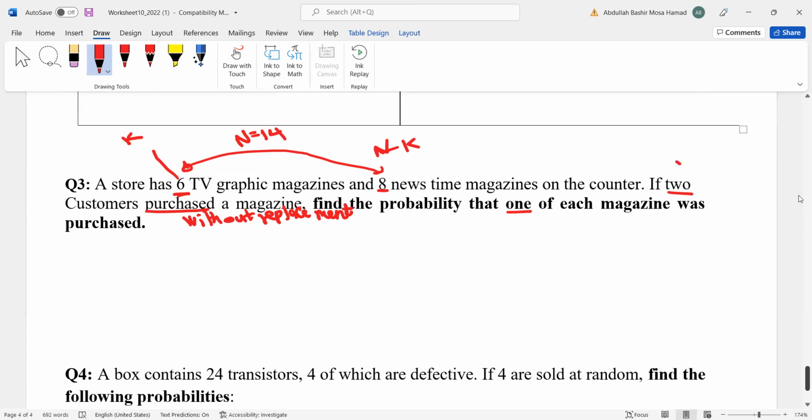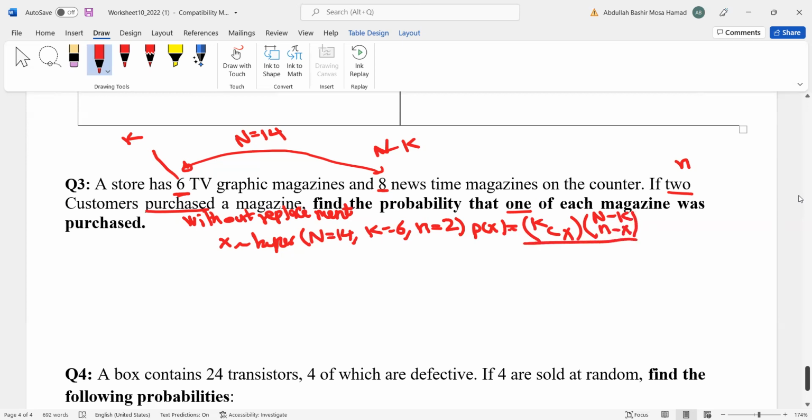And if 2 is n, so X is distributed hypergeometric with N equal 14, K equal 6, where n, the size of the sample, is equal to 2. The function is P of X equal K C X multiplied by N minus K C n minus X over the total number of selections, which is N C n. X takes values from 0 up to n. n equal to 2, so 0, 1, 2.